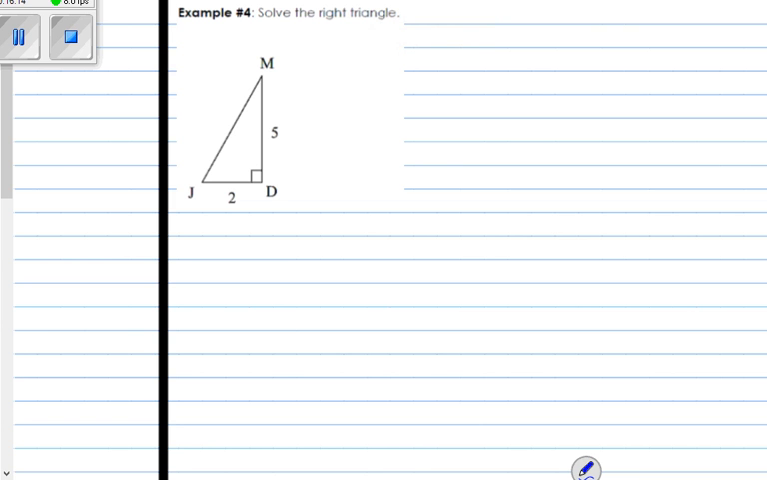So first of all, it says to solve the right triangle. Well, let's think about its sides first. I have MD and I have JD. So I still need JM. What can I do to find the measure of JM? Not 5 times 2. You remember what that's called? Oh, yeah. Pythagorean Theorem. Yes.